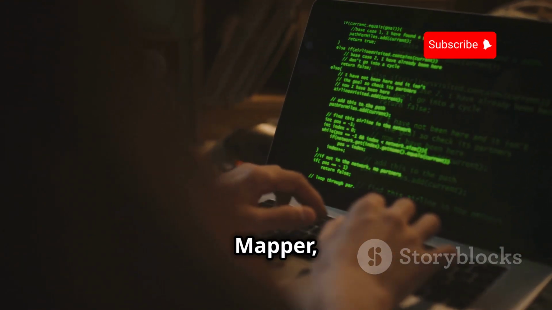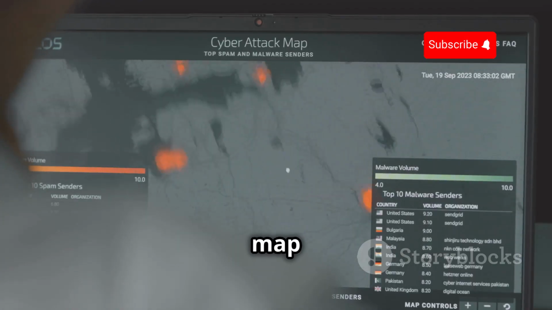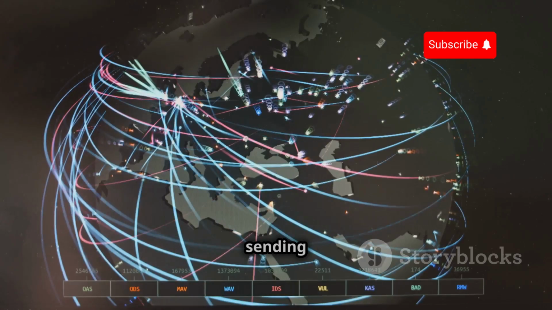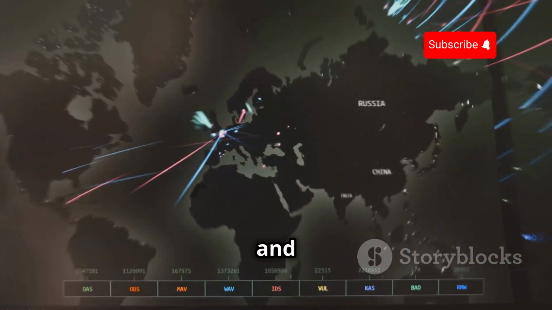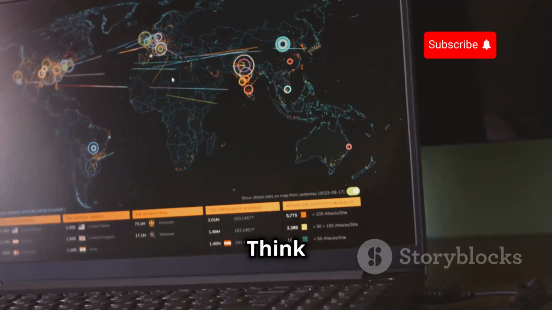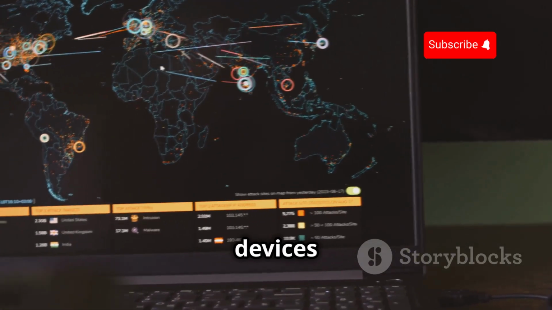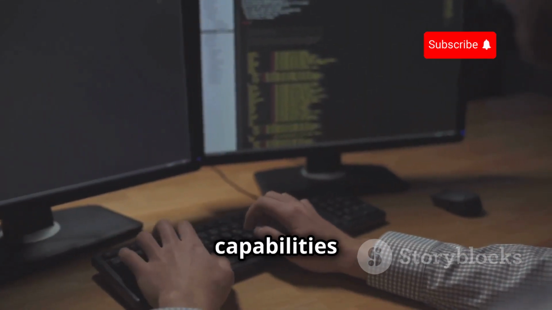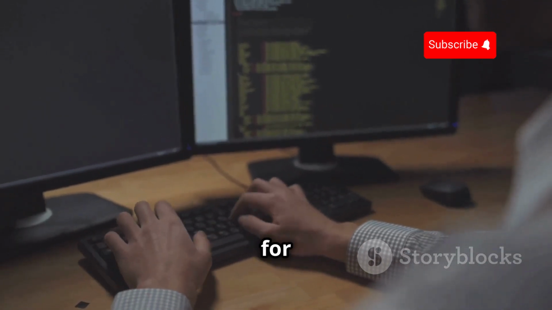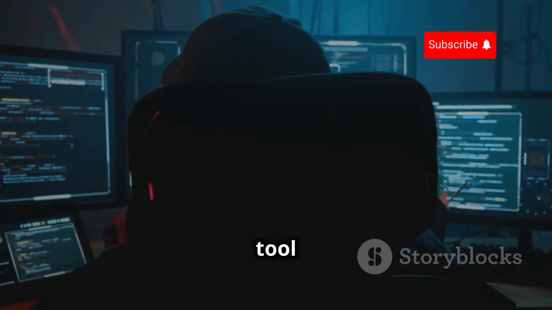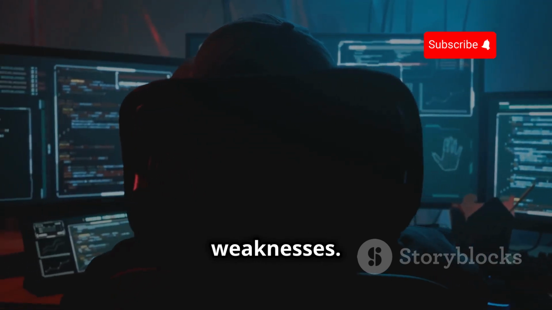Nmap, short for Network Mapper, is our go-to tool for network exploration and reconnaissance. It allows us to create a detailed map of a network, identifying active hosts, open ports, and services running on them. By sending specially crafted packets to target systems and analyzing their responses, Nmap reveals valuable information about the network infrastructure. Think of it as a sophisticated sonar system, pinging devices to determine their presence and characteristics. Nmap's versatility and extensive scripting capabilities make it an indispensable tool for both attackers and defenders. In the hands of ethical hackers, it becomes a powerful tool for identifying potential security weaknesses.